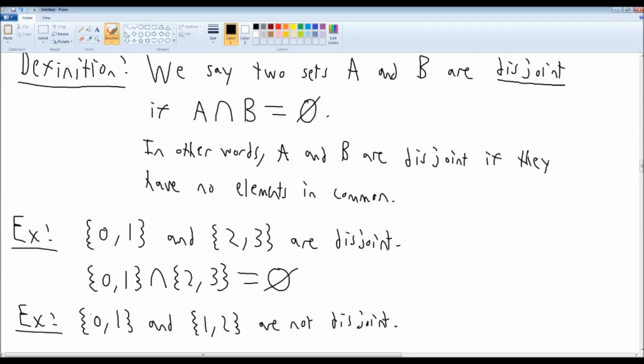that is just the empty set. But as another example, this set and this set are not disjoint from each other because they do have an element in common, namely 1. So we see if we take the intersection of these two guys, you get singleton 1, which is not equal to the empty set.